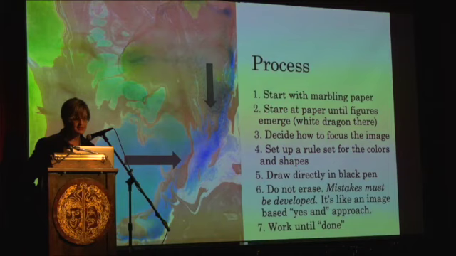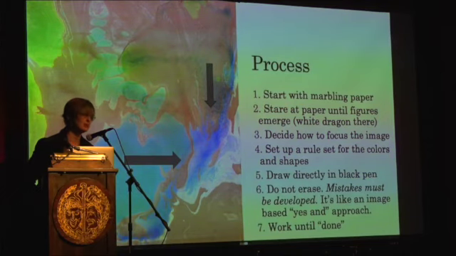Okay, so in my process, I start with staring at a piece of paper until I find something right there. There's a white dragon that I found. And then from there, I'll decide how I'm going to focus the image, right? And again, this is all pretty much before words. I'll draw that dragon out directly in black pen.